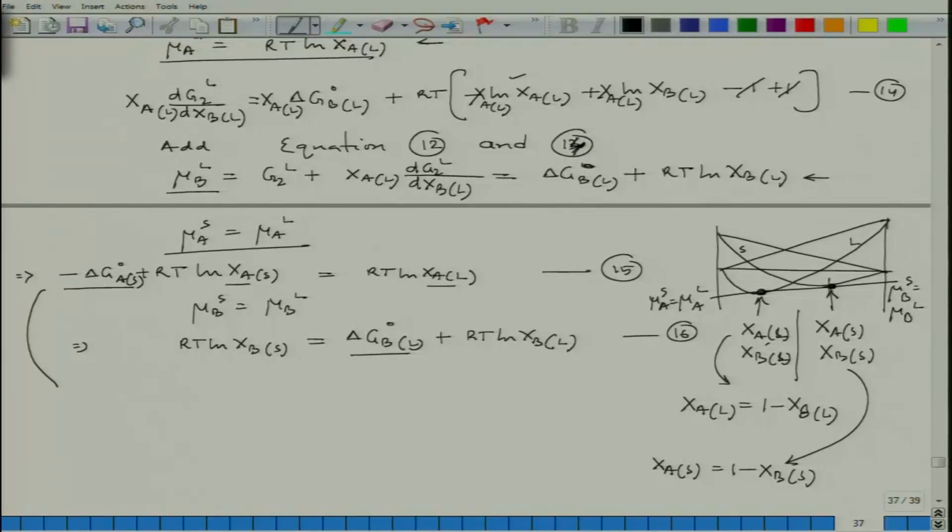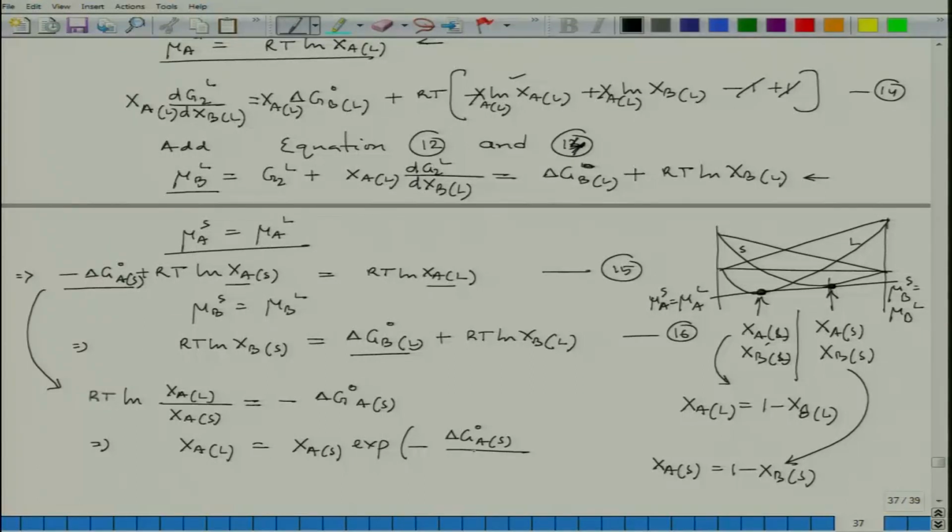So, now if I do a little bit of simplification here, ln XA liquid by XA solid, I can write it as minus delta G0 AS, then I can write XAL equal to XAS exponential minus delta G0 AS divided by RT. This is equation 17.